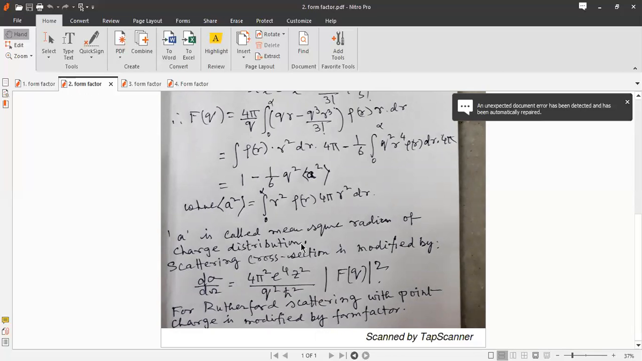So here we have learned about the mean square velocity distribution, all these things. Here it is the mean square radius of the charge distribution. It gives us an idea about the size of the charge distribution. For example, if you consider Rutherford scattering with a point charge, the scattering cross section will be only this. But if you consider a distribution of charge, then it would be modified by the F(q) square.